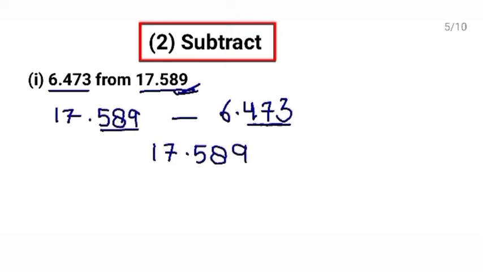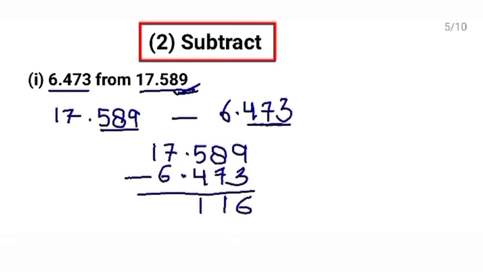Write the first number, second number, decimal below the decimal point, before decimal 6, after decimal 473. Subtract them. 9 minus 3, 6. 8 minus 7, 1. 5 minus 4, 1. Decimal below the decimal point. 7 minus 6, 1, 1. What is your answer? 11.116, right?